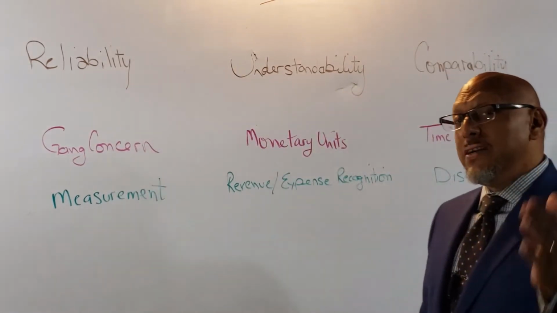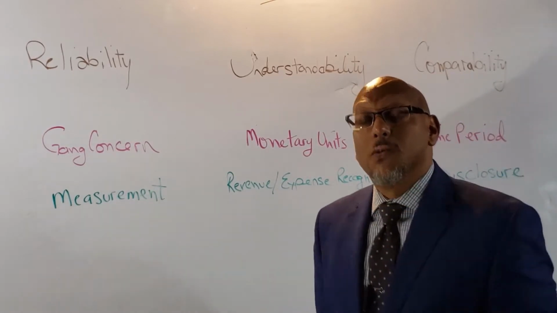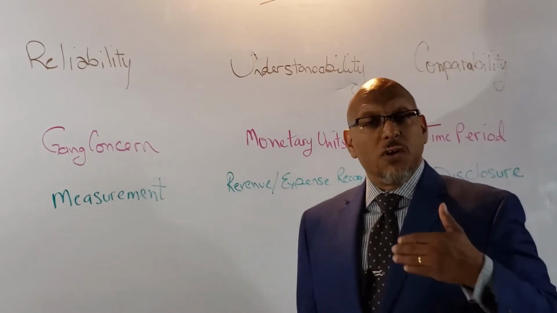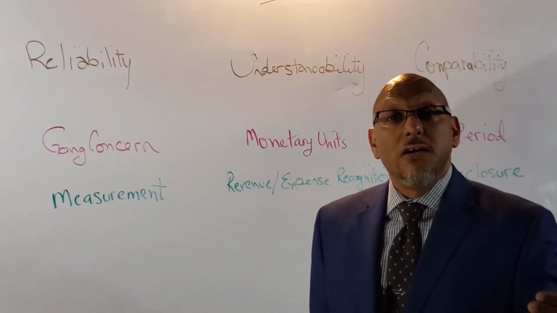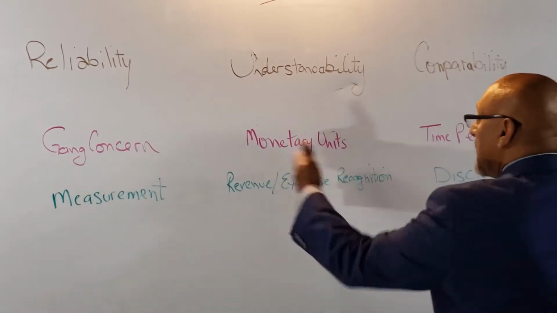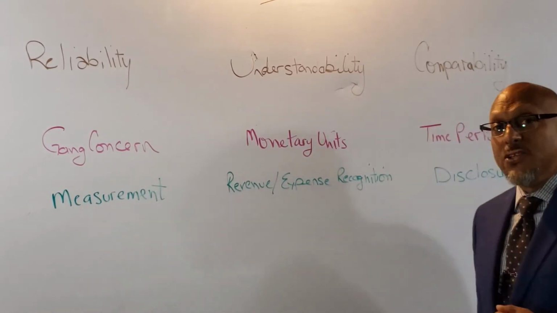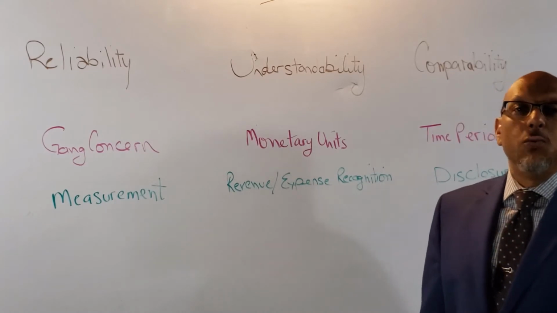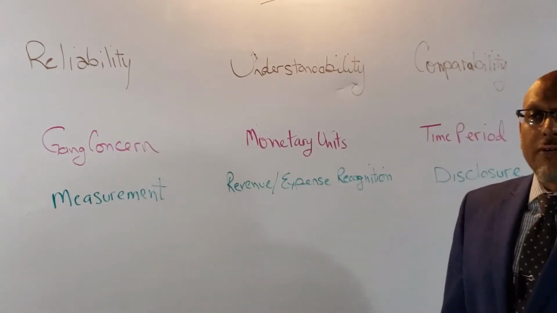If we're talking about Indian rupees, then all the financials will be in rupees. If we're talking about someplace in London, then everything will be in GBP, or Great British Pound, or Pound Sterling. And all the accounting information will be in the same monetary unit. It will not switch back and forth between US dollars and euros or whatever.